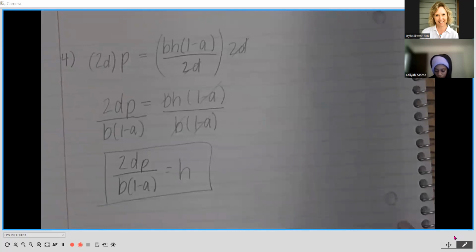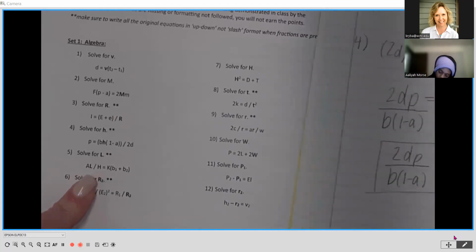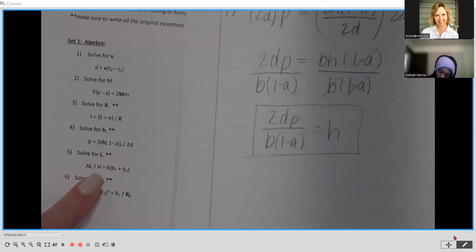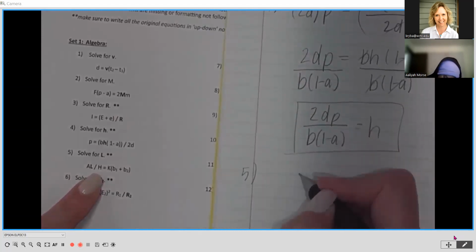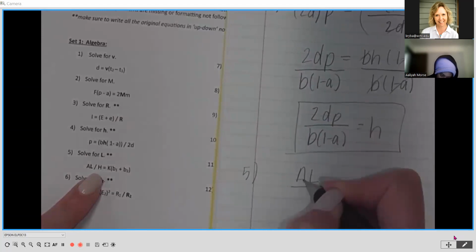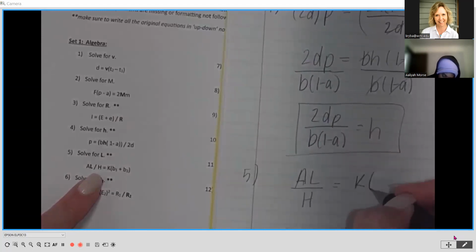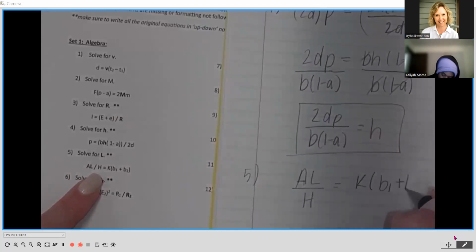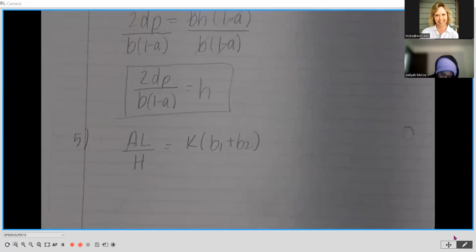All right. Number 5. Here we're going to be solving for L. And here again, we're going to have to write it in its up-down format. So number 5, I'm going to have AL divided by H is equal to K times B1 plus B2. So this is what it's going to look like in its up-down format. And we're solving for L.